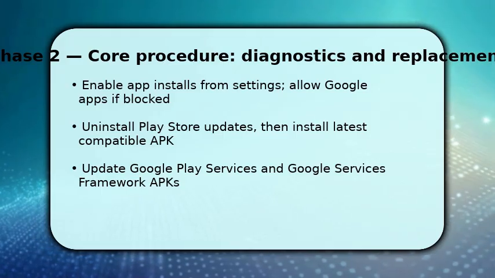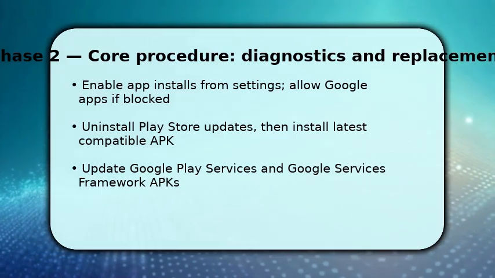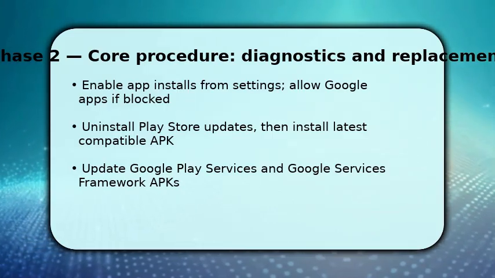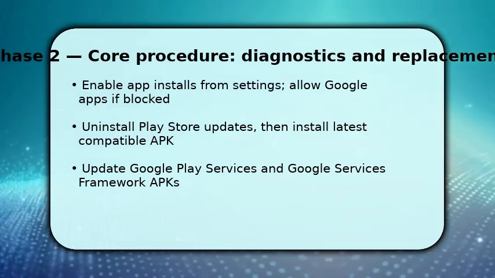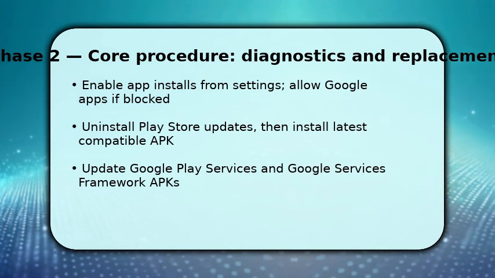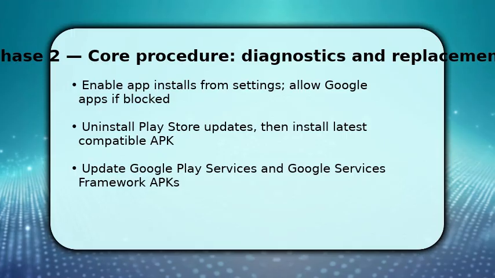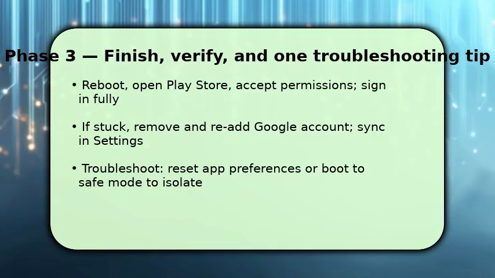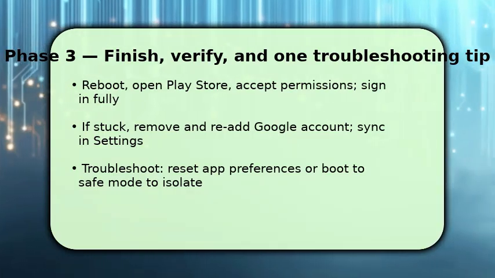Install it, then repeat for Google Play Services and Google Services Framework, ensuring versions match your Android level. Once installed, sign into your Google account when prompted. This replaces broken binaries and resolves signature or compatibility conflicts that block the store. Finish by rebooting and launching Play Store, accept permissions and let it sync.